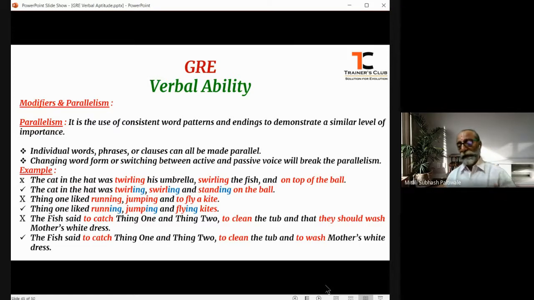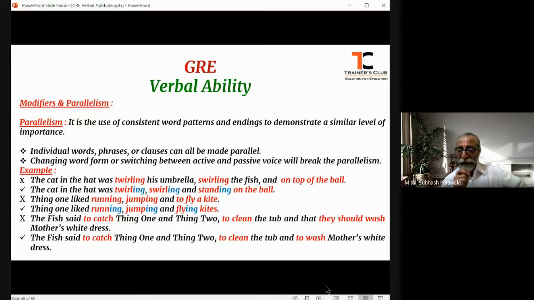Sometimes you have to add certain words. You have to bring in a few new words that give the complete meaning to that particular saying. So the right way of using the parallelism is: the cat in the hat was twirling, swirling, and standing on the ball.